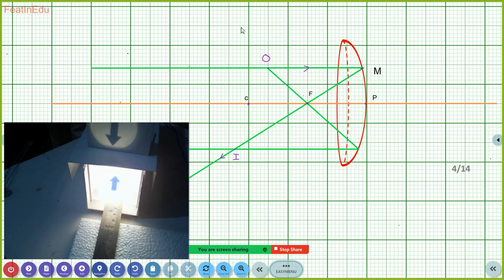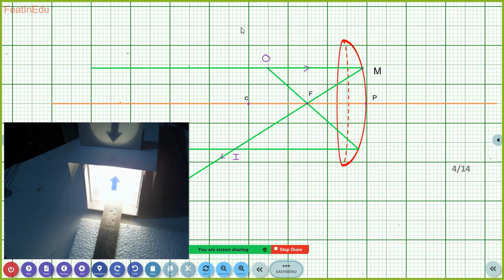Right? So I moved the image back. I didn't move the image. I moved the object. I adjusted the screen. So by moving this, I am not moving the image, I am adjusting the screen. And the distance from the screen to the lens becomes the image distance. The distance of the object to the lens becomes the object distance. So got it?